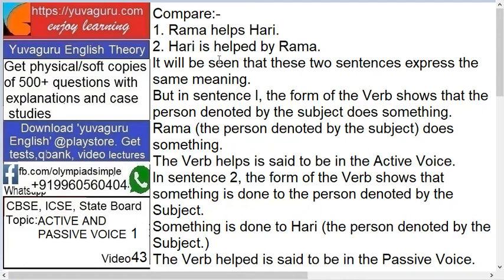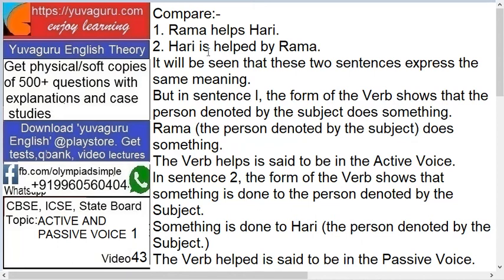In sentence 2, see this. Hari is helped by Rama. The form of verb shows that something is done to the person denoted by the subject. Now look at the angle of looking at it. Means what? Something is done to the subject, right? Something is done to the subject, and in the first sentence the subject does something. Now these two are the differences.